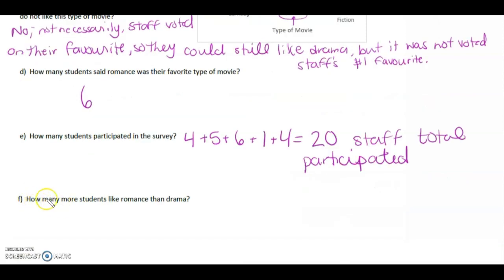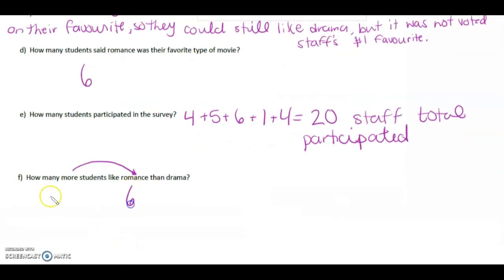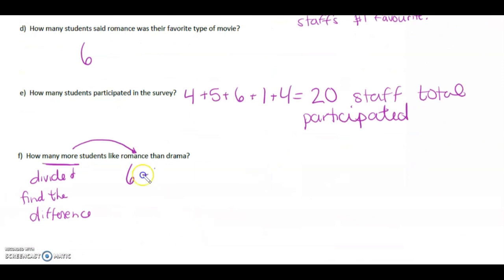And F, how many more students like romance than drama? So they're saying how many more students like romance. That means romance is likely going to be a higher number. So romance again was 6. And when we ask how many more, we're going to subtract and find the difference. Okay, and then drama is 1. So 5. So 5 more staff.